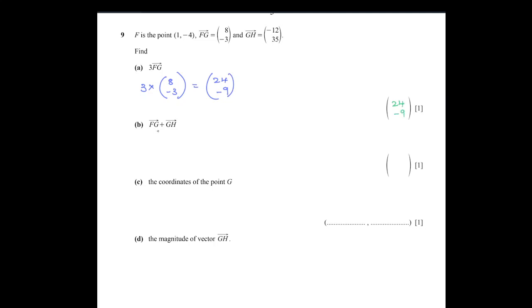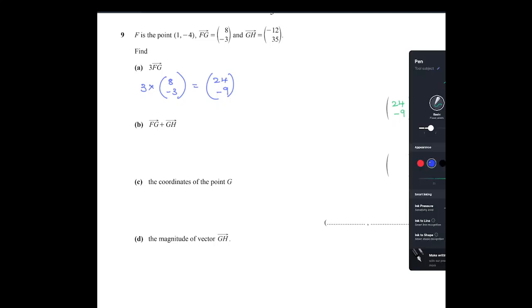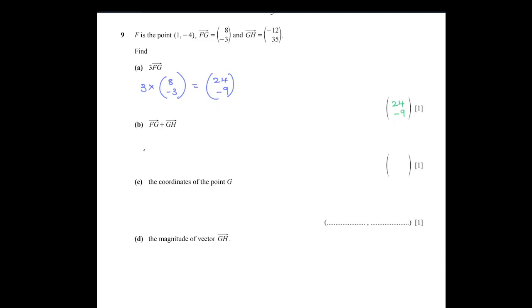Question number B, FG plus GH. Okay, so you have to add these two vectors. So FG is (8, -3), plus GH is (-12, 35). Find out 8 minus 12 is minus 4, and minus 3 plus 35 is 32. You can use calculators also for this. So (-4, 32). This is question B done.